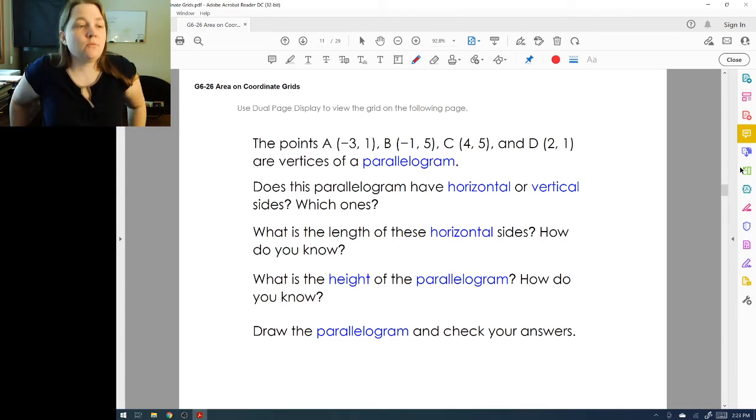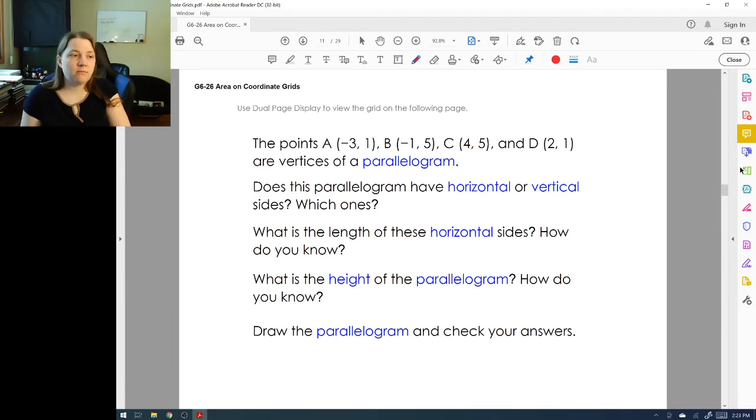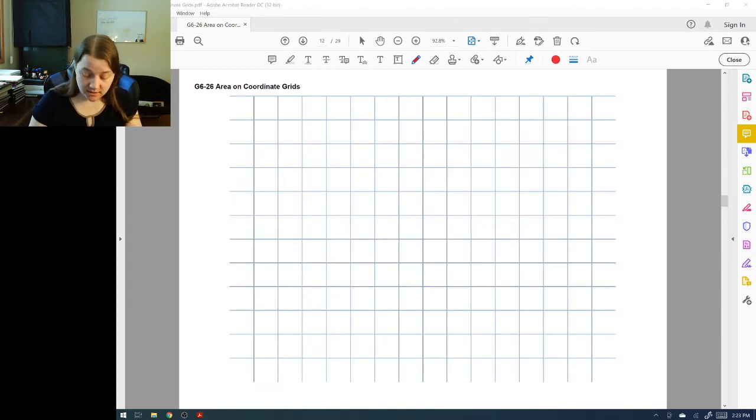Then we're going to check your answers by drawing the parallelogram itself. So let's go ahead and draw this on the graph right here.